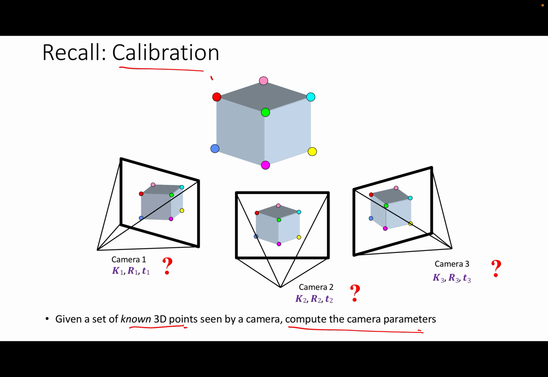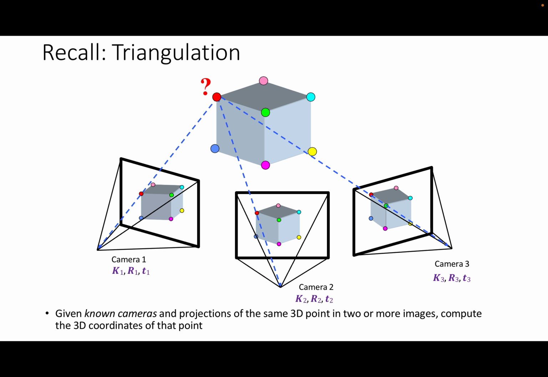That is calibration. And triangulation is: given known camera parameters and the projection of the same 3D point in two or more images, compute the 3D coordinates of that point. If we can use a checkerboard, then the camera parameters might be very good. If we do not have a checkerboard, then we can use epipolar geometry to get the essential and fundamental matrices, which have scale ambiguity. But still, we can lift the points to 3D space using triangulation.